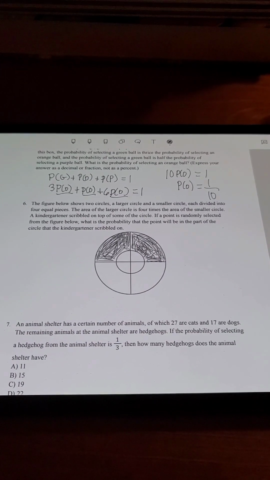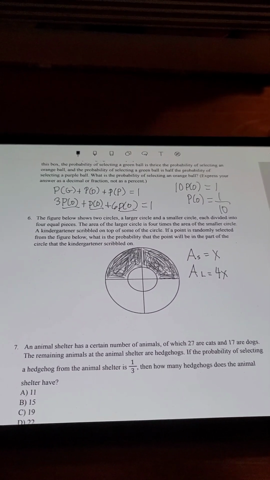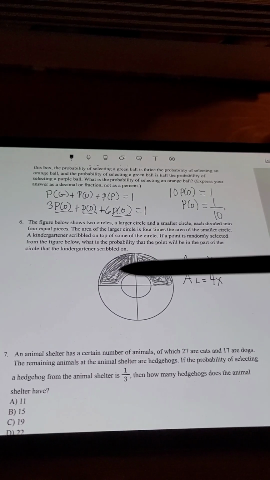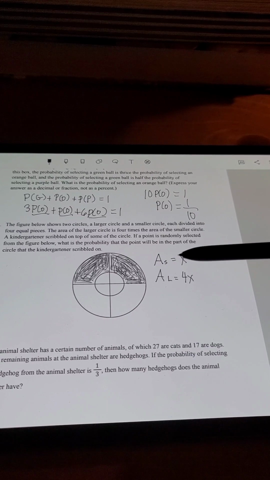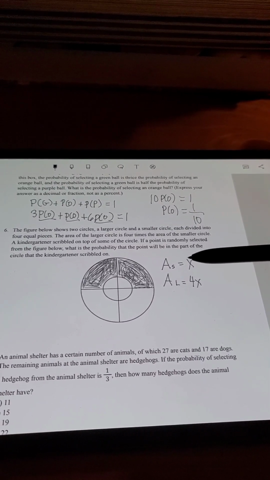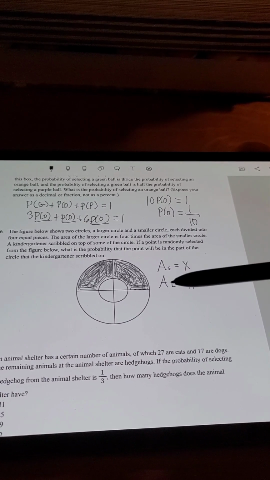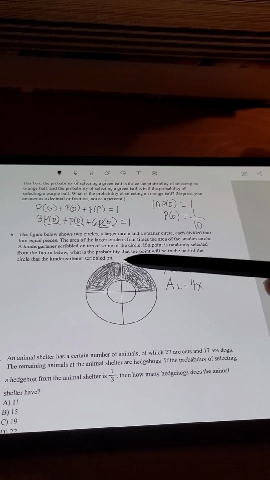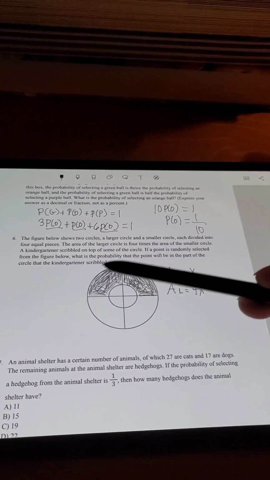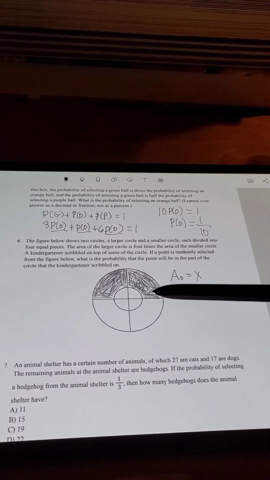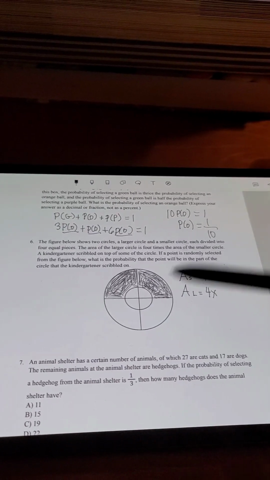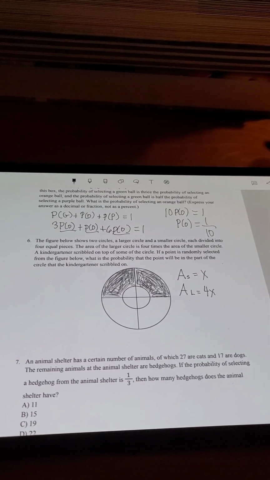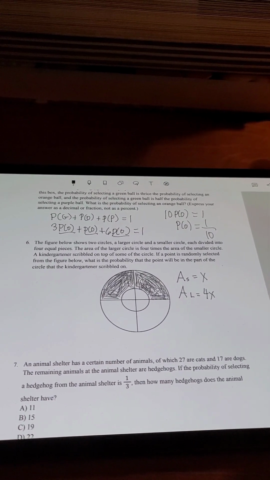Okay, pause, read number 6 if you haven't already. So we want to find the probability that we will be in the scribbled region for this figure. So let's call the area of the small circle x, and the area of the large circle 4x. Because if we want to know this probability, we have to think in terms of the area that's scribbled, that's my desirable outcome, out of the total area of the figure, to find my probability that I'll be in the scribbled portion.